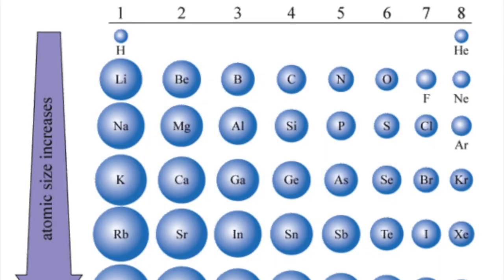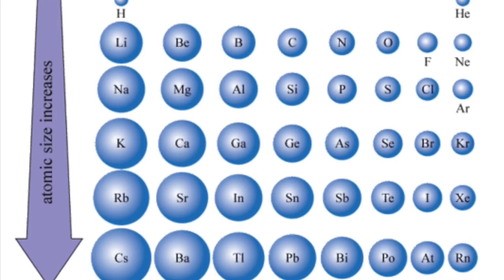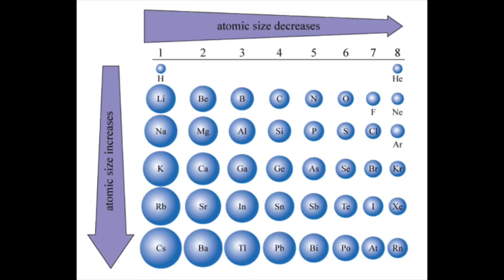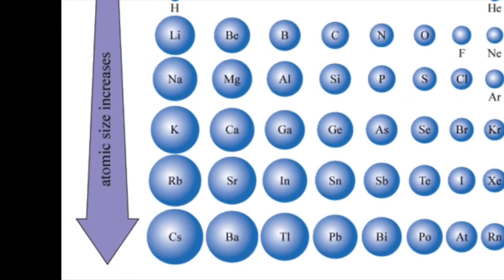Question: which element in this figure has the biggest atoms? Well, you should have answered the element in the figure with the biggest atom is cesium, or Cs.